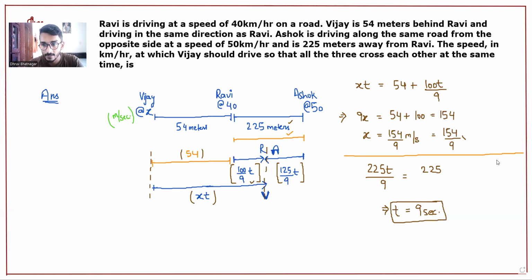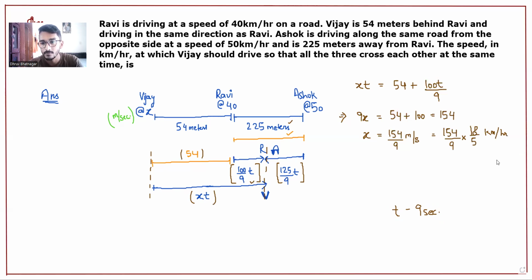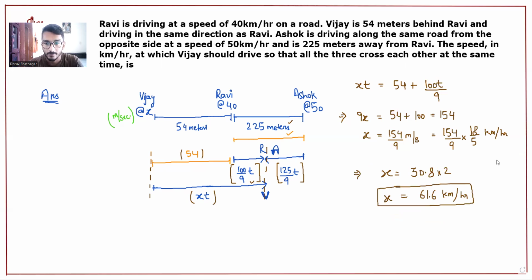I just multiply by 18 by 5 to convert it into kilometers per hour. So this value is 30.8 times 2, that is 61.6 kilometers per hour. So that would be the answer.